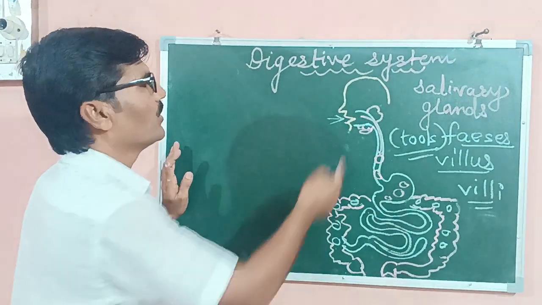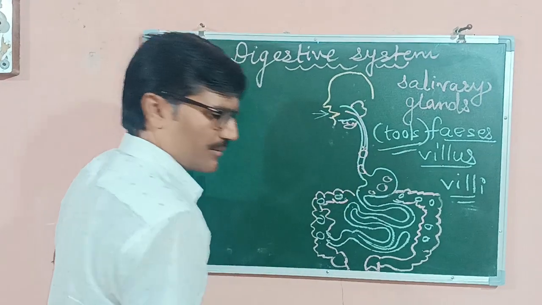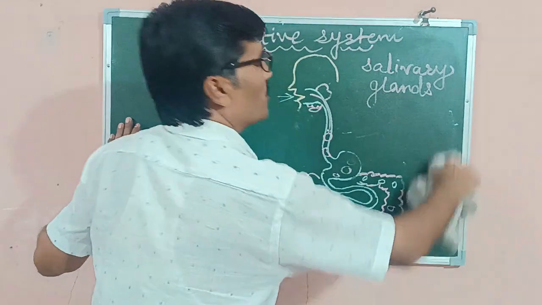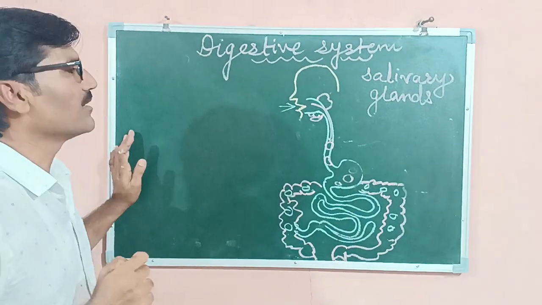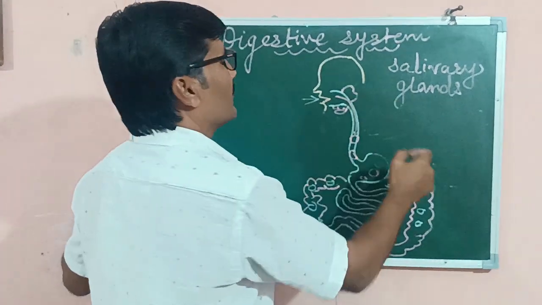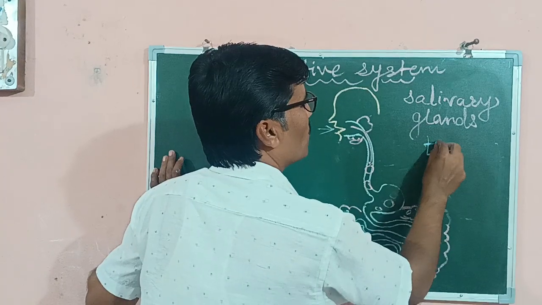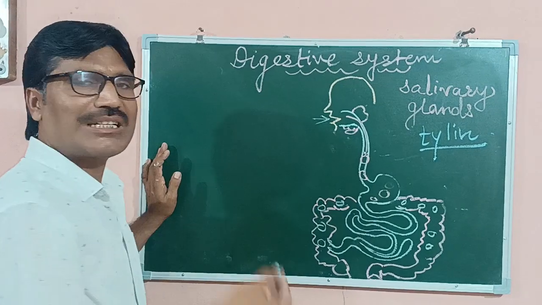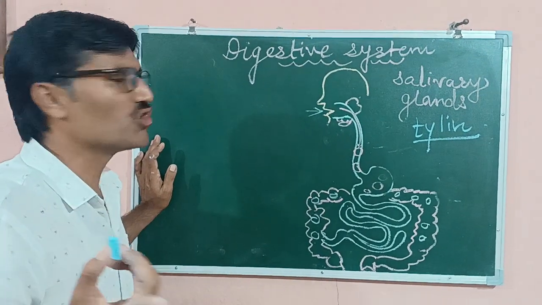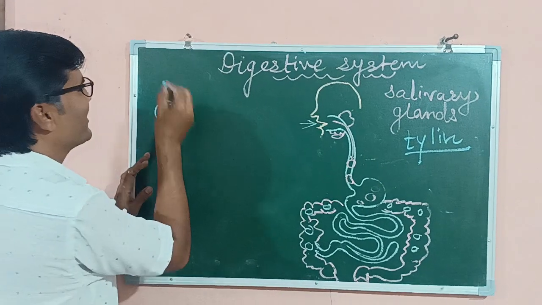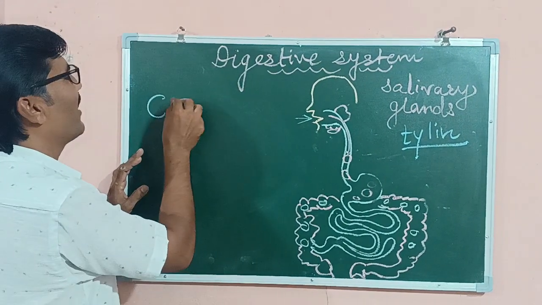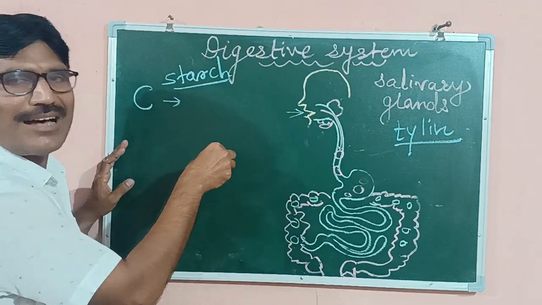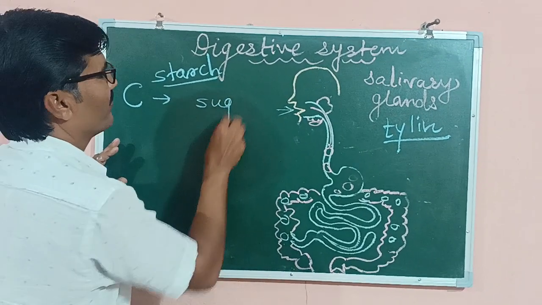Okay, well, once again I will remind you what is the function of salivary glands. The salivary glands secrete the juice called ptyalin. And this juice converts the carbohydrates, especially starch, into sugars.